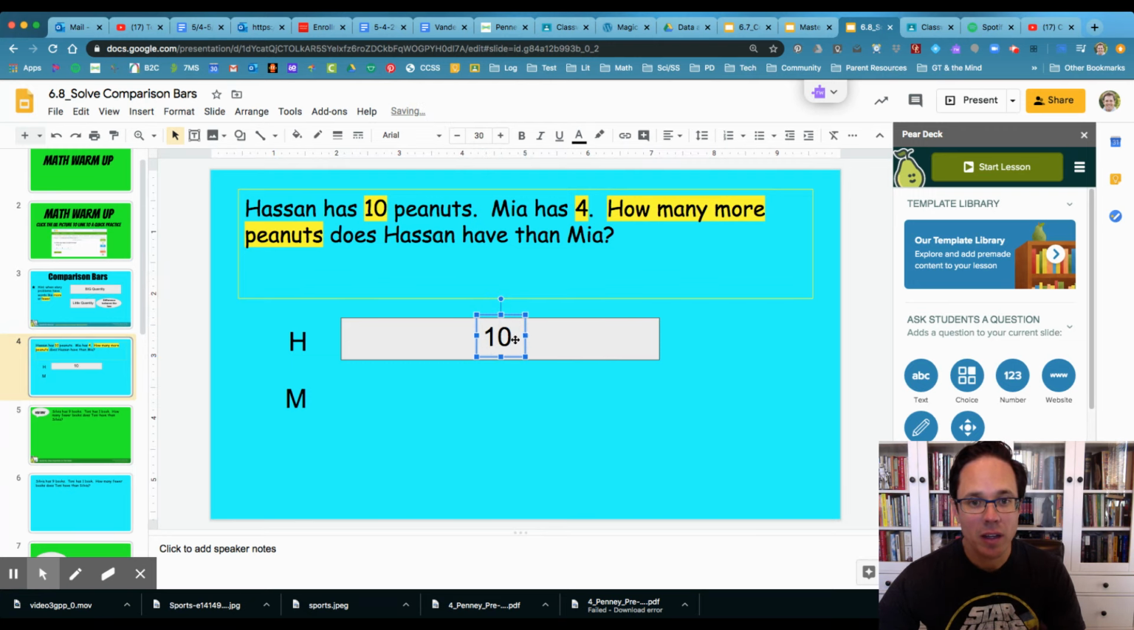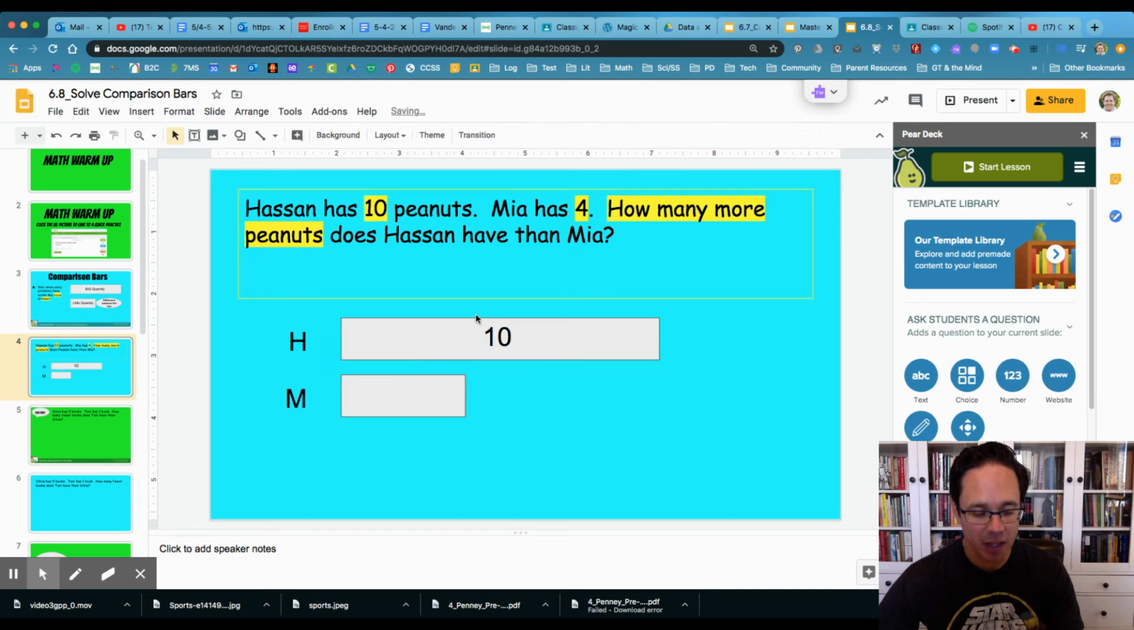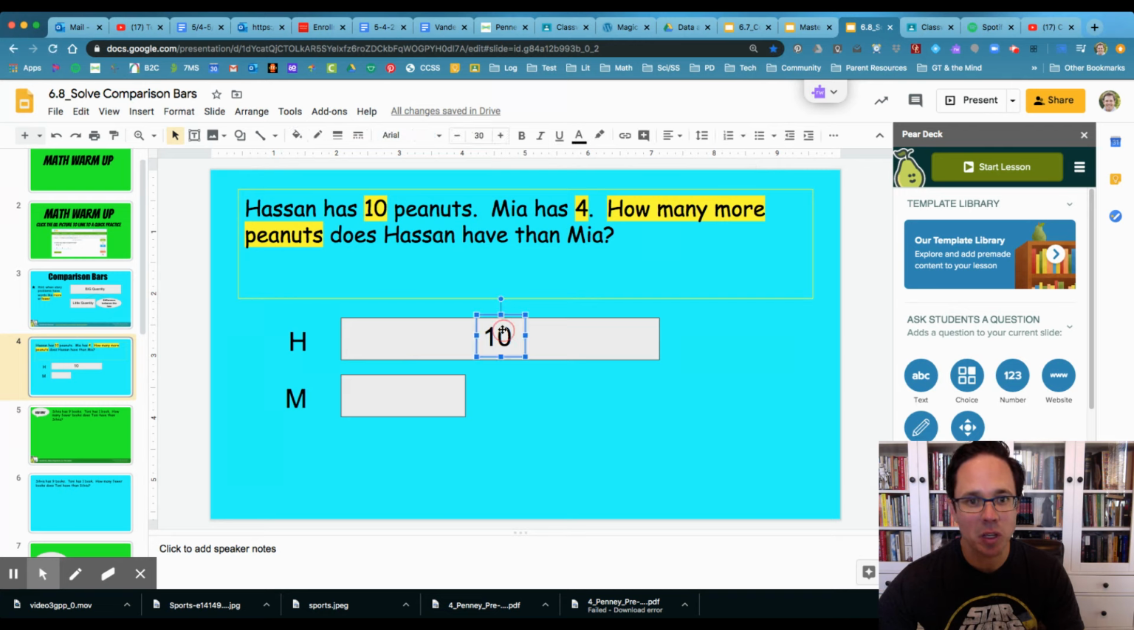All right, and down here we have Mia, and she has only 4 peanuts. So that's got to be smaller. I'm going to go ahead and make my box smaller so it's 4-ish. Okay, 5 is about there, so 4 I'm guessing about here, and I can just keep the same little text box here. Let me go ahead and borrow this guy, boop, and bring it on down.